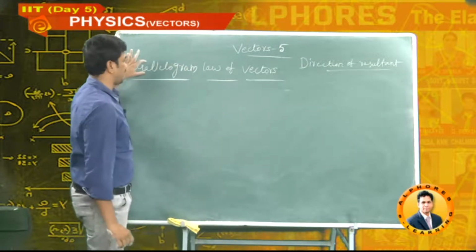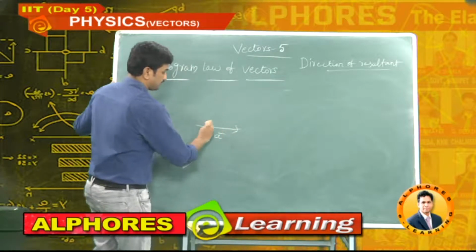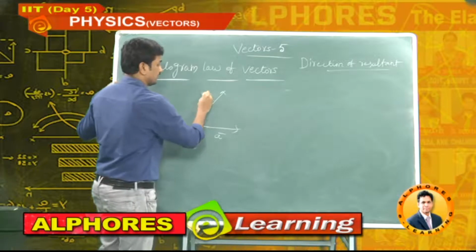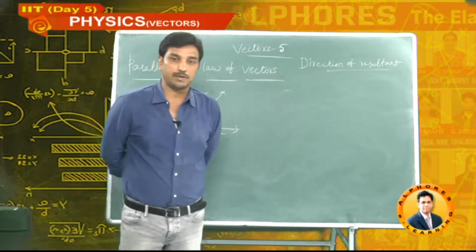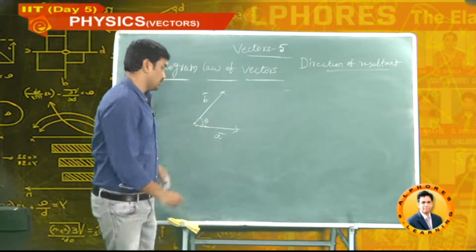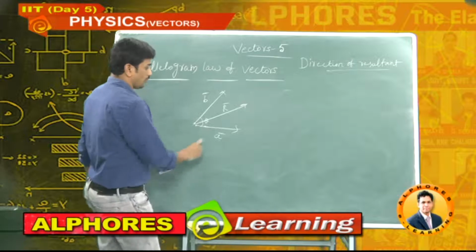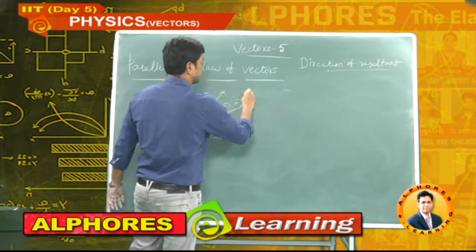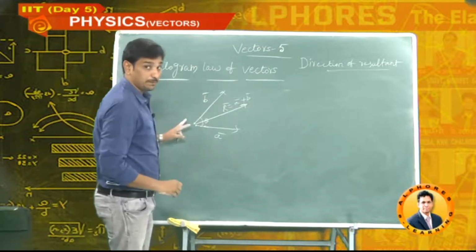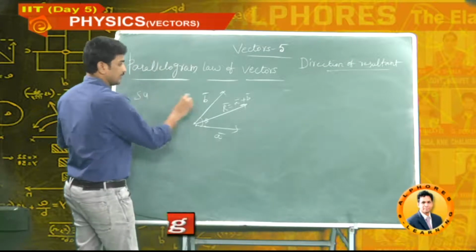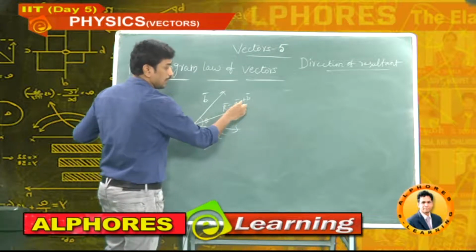Now the parallelogram law of vectors, once again. A bar vector, B bar vector, the angle between the two vectors is theta. A bar, B bar are two adjacent sides of the parallelogram. Now the resultant is the diagonal, R bar. What is R bar? A bar plus B bar. Now here I am doing subtraction. Here I did addition. Addition of A bar and B bar is A bar plus B bar.